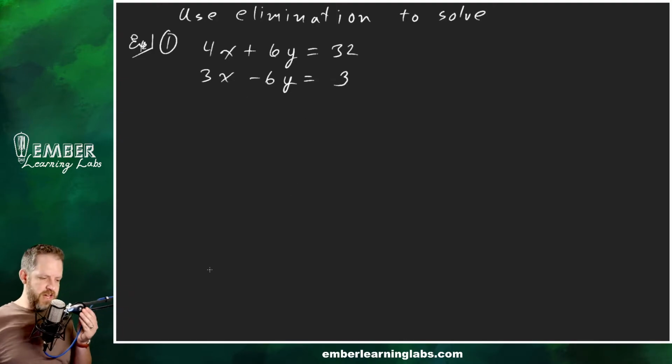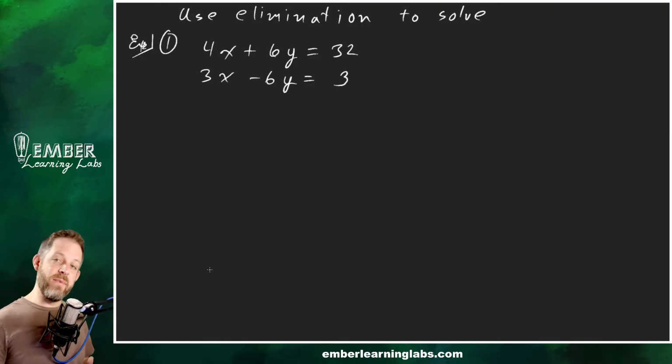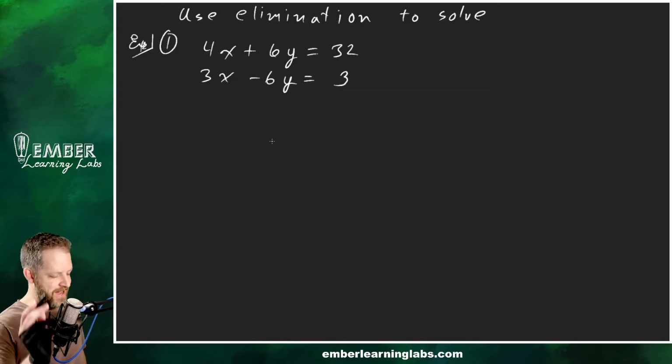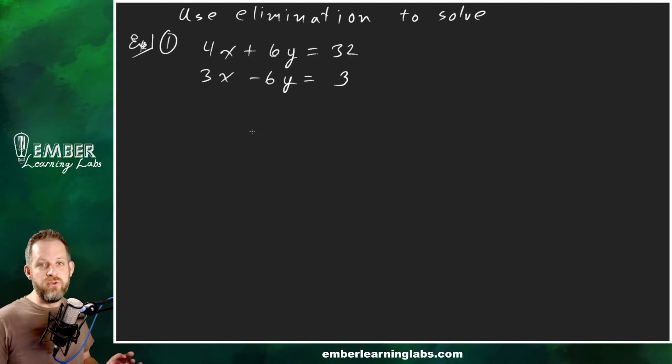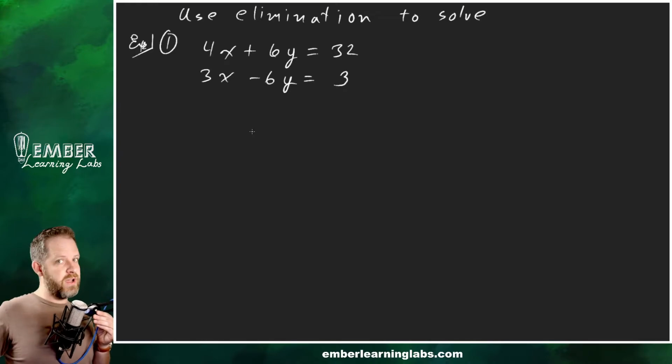So, first step in solving by elimination is to make 2 of the variables opposite each other. Now, we're already set up for that, right? We already have 6y and negative 6y, so we don't have to do any multiplication. We'll actually do some of that in the next lesson. So that's why we're kind of splitting it up.